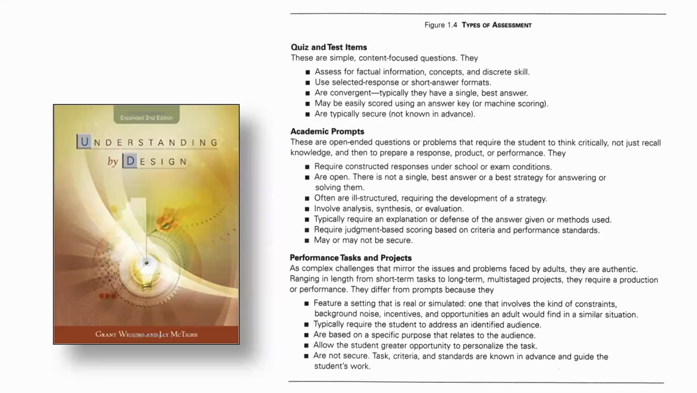Quiz and test items are simple content-focused questions. So this is focused on, do you know the dates of the Babylonian exile? They're good for assessing factual information, concepts, and discrete skills. And they're convergent. In other words, they have a single best answer. Academic prompts are open-ended questions or problems that require the student to think critically, not just recall knowledge, and then to prepare a response, product, or performance. That's the key difference there.